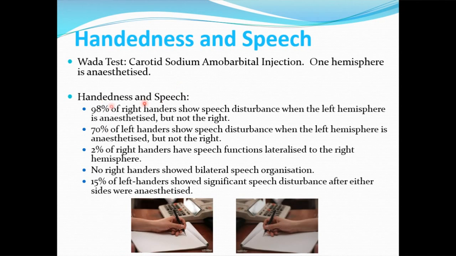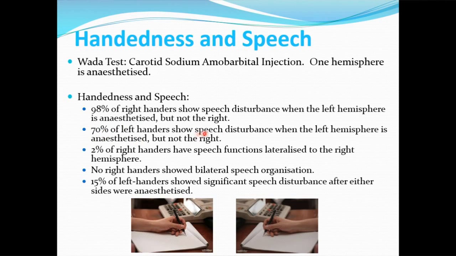But just about handedness and speech again, this is very important, because sometimes there's the assumption that if you're right-handed, then language is on your left, as it should be. But there's often the assumption that if you're left-handed, then your language is on the right-hand side. And that's far oversimplified. If we look at these statistics, 98% of right-handers show speech disturbance when the left hemisphere is anaesthetized, but not the right. That makes sense, because most right-handers are going to have their language in the left hemisphere.